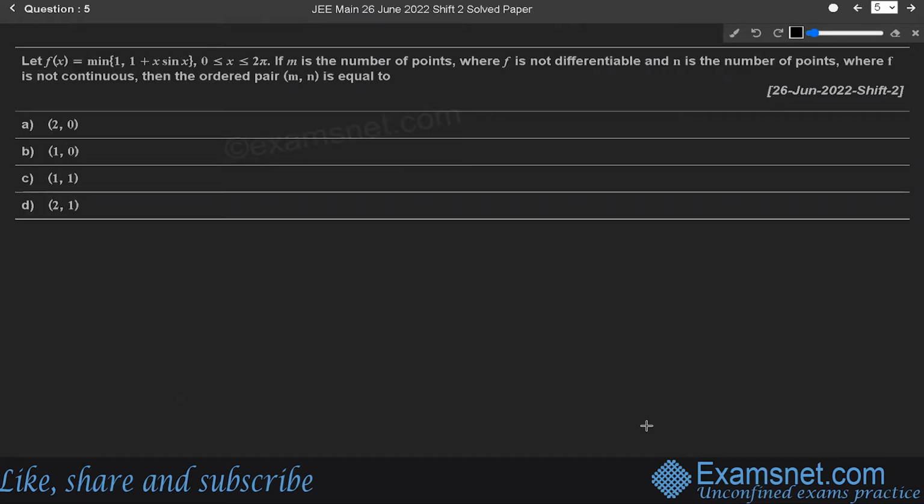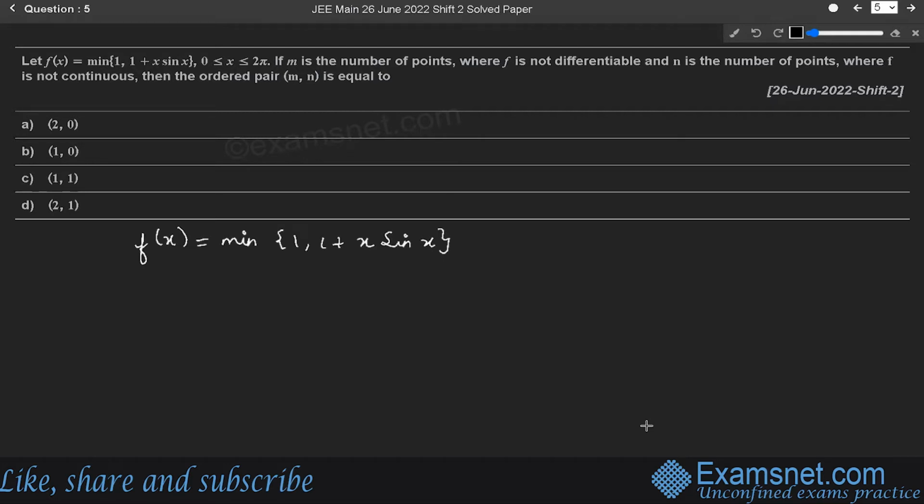Next question is, let f of x be equal to minimum of 1 comma 1 plus x sin x, where x lies between 0 and 2 pi. If m is the number of points where f is not differentiable and n is the number of points where f is not continuous, then the ordered pair m comma n is equal to.